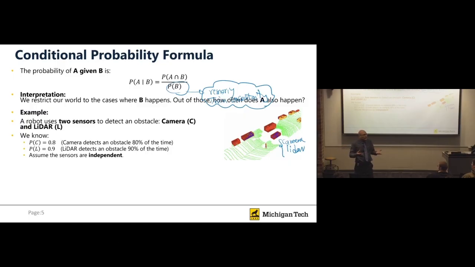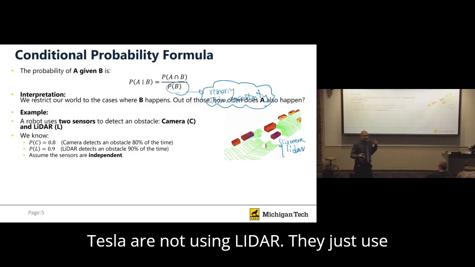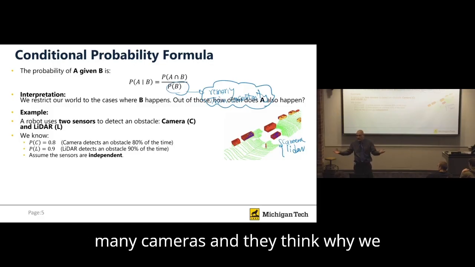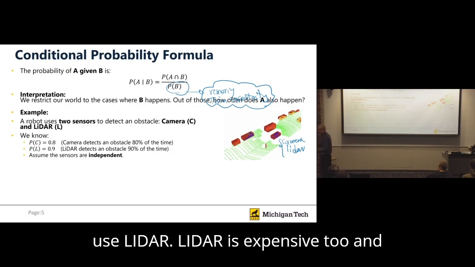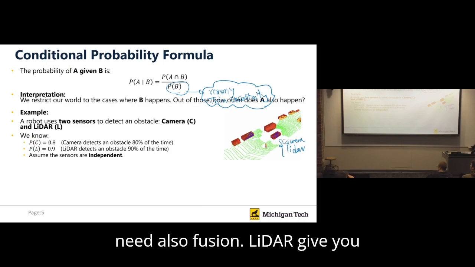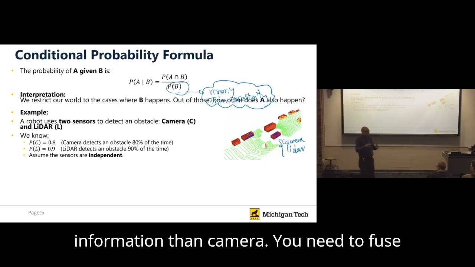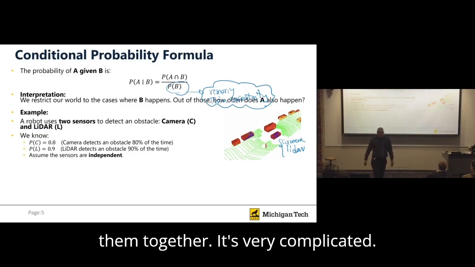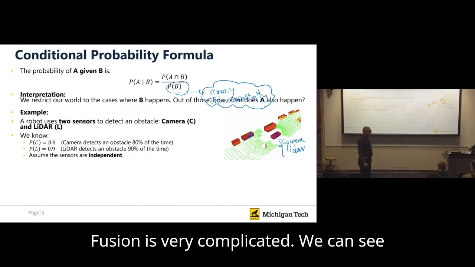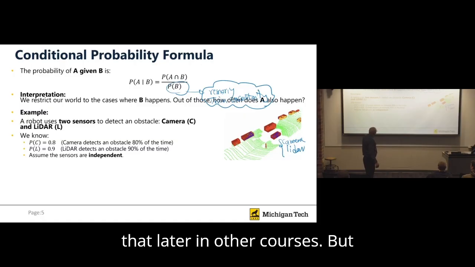Some vehicles, like Tesla, are not using LiDAR. They just use many cameras. And they think, why should we use LiDAR? LiDAR is expensive too, and it also needs fusion. LiDAR gives you different information than camera. You need to fuse them together. It's very complicated. Fusion is very complicated. We can see that later in other courses.